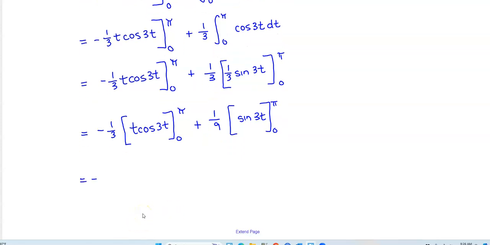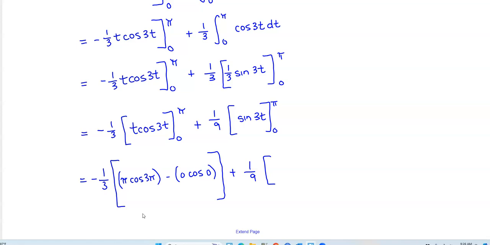So we have negative 1/3. And if we evaluate at pi, this is going to be pi times the cosine of 3 pi, minus 0 times the cosine of 3 times 0, which is 0, plus 1/9. And then evaluating from 0 to pi, we're going to have the sine of 3 pi minus the sine of 0.